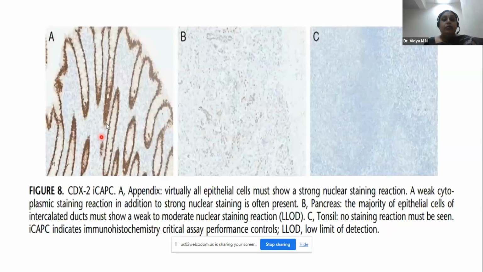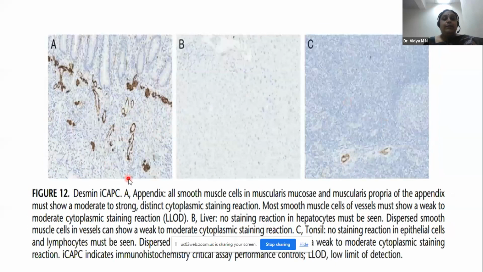We have CDX2. CDX2 will show strong nuclear expression in appendix. Why have we taken appendix? We all know that CDX2 again can be used either for your upper GI or for your lower GI tumors. Now the confirmatory marker for your lower GI obviously is your SATB2. So here you can see pancreas where the intercalated ducts show weak to moderate nuclear staining. So this is low level of expression. This is high level of expression. This is complete negative.